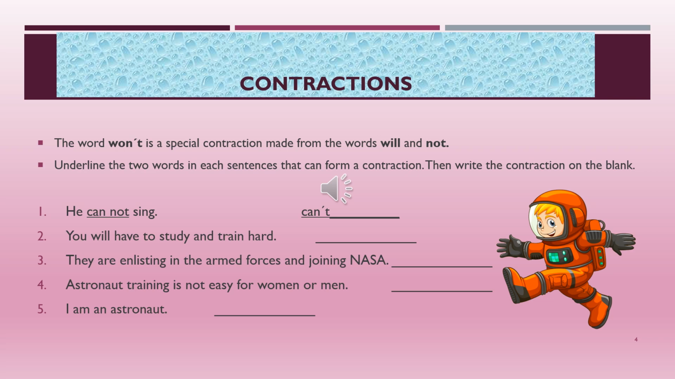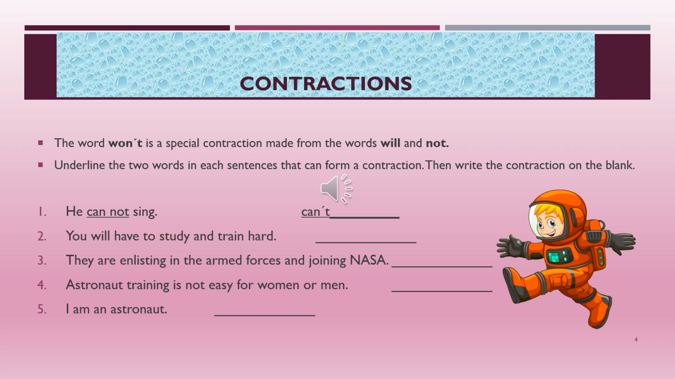Number 1, he cannot sing. The two words that are going to be underlined are can and not. And what is going to be the contraction? Remember, when you have a negative, you always are going to take out the O, and instead of writing the O, you place an apostrophe. So the contraction that you write on the blank is going to be can't. Okay, the same thing you have to do for number 2.